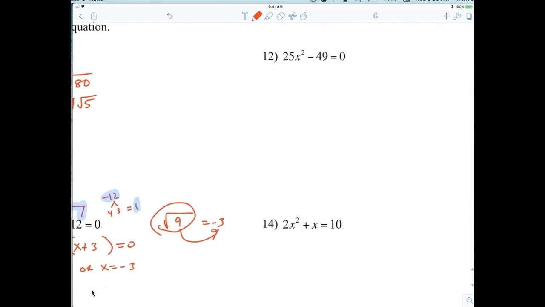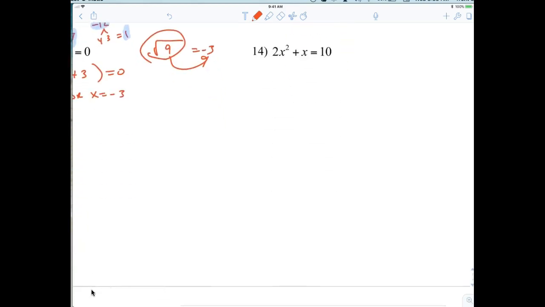All right, now for number 12, we isolate the x squared. So at this stage, you should be able to tell me x squared equals 49 over 25. And then you take the square root of both sides, right? Plus or minus. Yeah, everybody forgets that, guys. You need to try to make yourself a note so you don't make that mistake tomorrow. Plus or minus. There's two solutions to a quadratic.